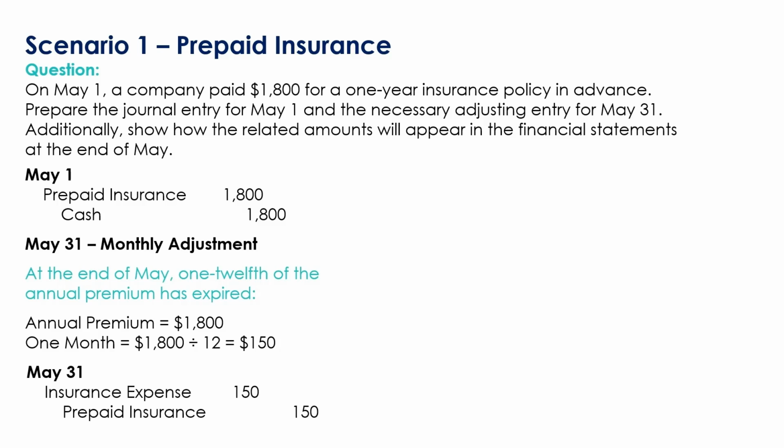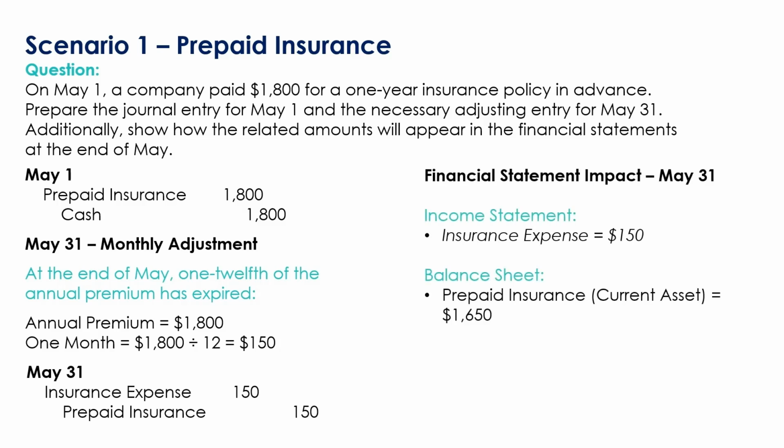In the financial statements, the May income statement will report $150 under insurance expense, reflecting the portion consumed during the month. The balance sheet will report $1,650 under current assets as prepaid insurance, which represents the unexpired portion of the policy covering the next 12 months. This approach ensures compliance with accrual accounting by accurately matching expenses to the period they relate to and presenting a fair view of the company's financial position at the reporting date.